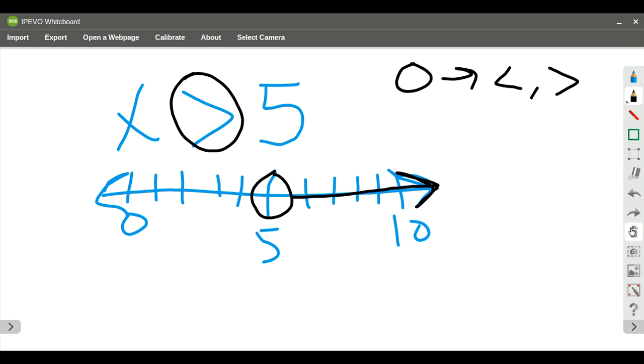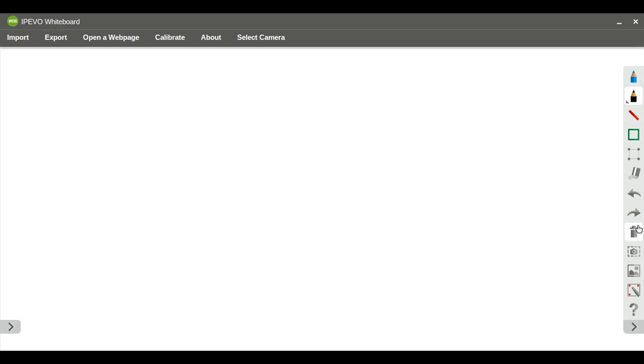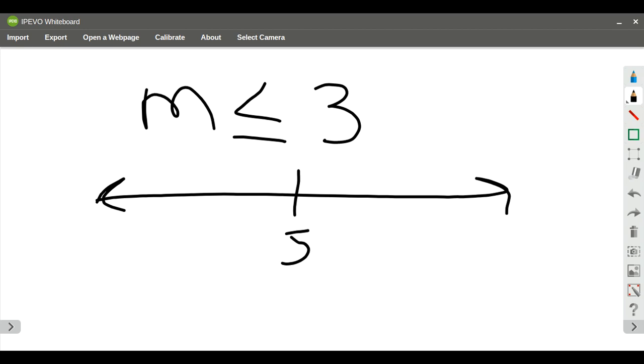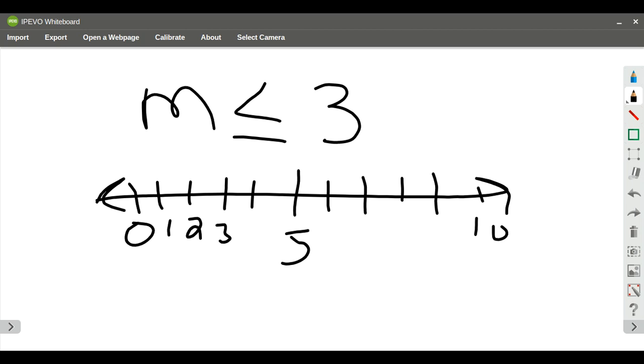Okay, let's take a look at another one. If I have m is less than or equal to 3, the first thing I'm going to do is draw my number line. At the very minimum, you need to have your values marked. Because my values are not 5 this time, I'm going to mark them and try to get them as even as you can when you draw your number line. So my spacings are pretty consistent.